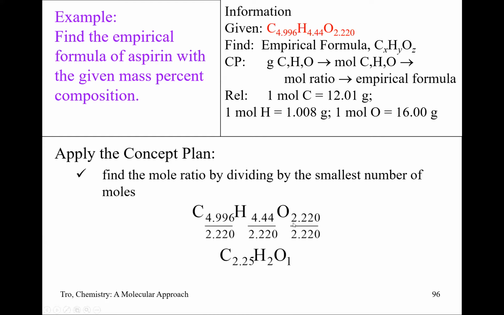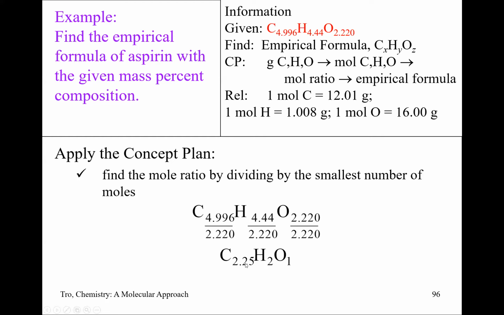Right, so 2.22 divided by itself means 1. This one, the hydrogen, was pretty easy to see that it was about twice as much, so 2. But here we get this where it's about 2.25. So you can't have a quarter of an element.